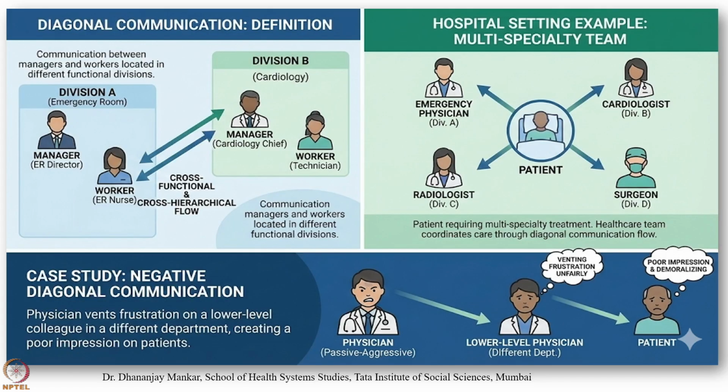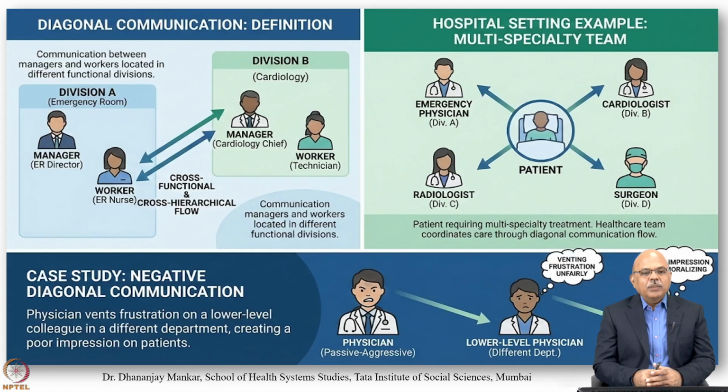What is diagonal communication, and what are examples with respect to that? A communication between managers and workers located in different functional divisions. Suppose a division of emergency room is stated over here, and the manager or emergency room director is communicating with the worker, the emergency nurse actually. And a division of cardiology on the other side is communicating to a nurse in the emergency department, where a cross-functional communication is done with the cardiology chief or manager over here and a technician.